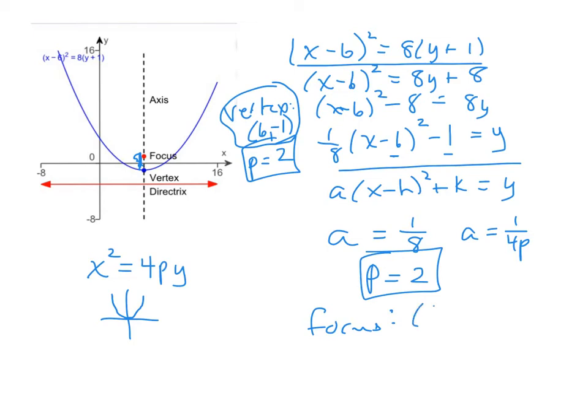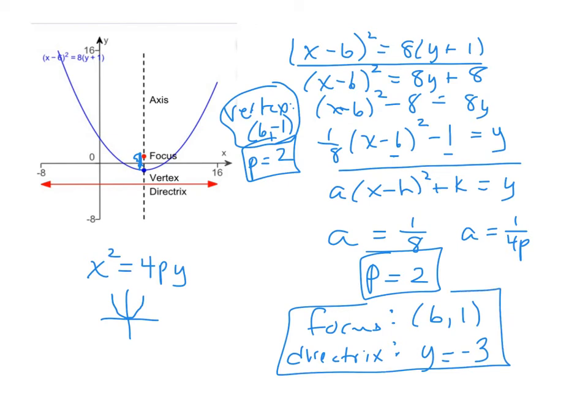So our focus is going to be at x equals 6, y equals 1, and then the directrix is going to be just the opposite. We start with our vertex of -1, and now we subtract that value of p, and we get y equals -3. All right, so we've got the vertex, the focus, and the directrix.